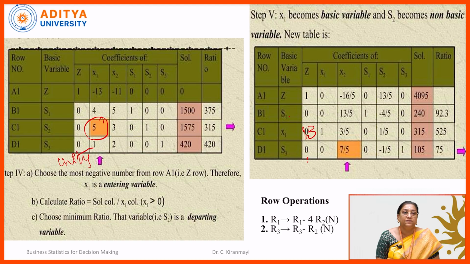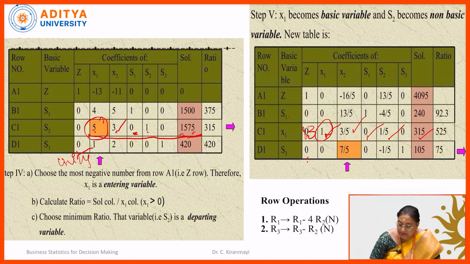How can we make this 5 into 1? If we divide 5 by 5, it becomes 1. In order to keep the row equivalent, the entire row must be divided by 5. So, 5 by 5 is 1. 3 divided by 5 is 3 by 5. 0 by 5 is 0. 1 by 5 is 1 by 5. 1575 divided by 5 is 315. This is how we transform the key element of the key row into unity.